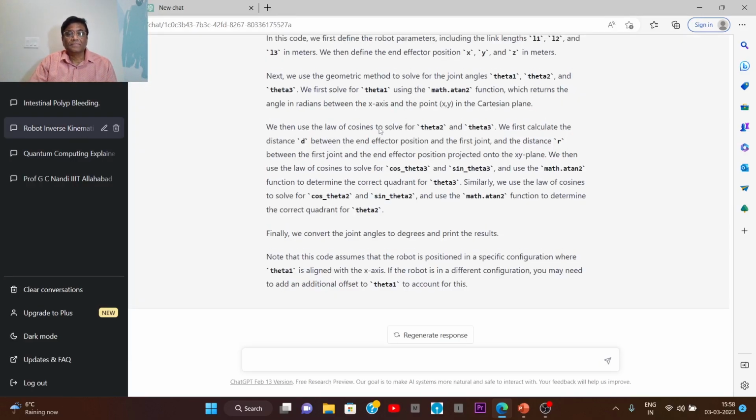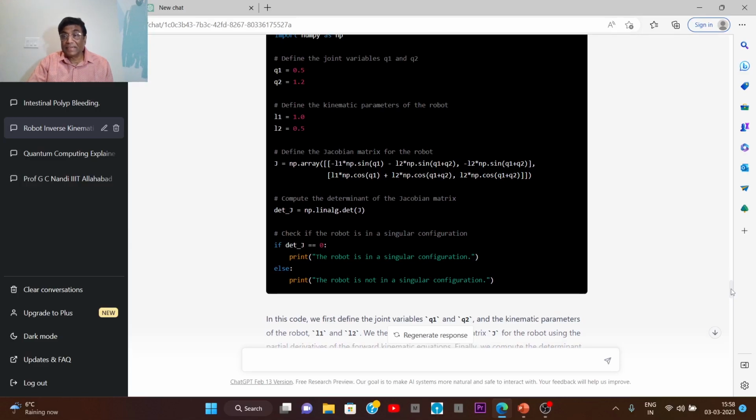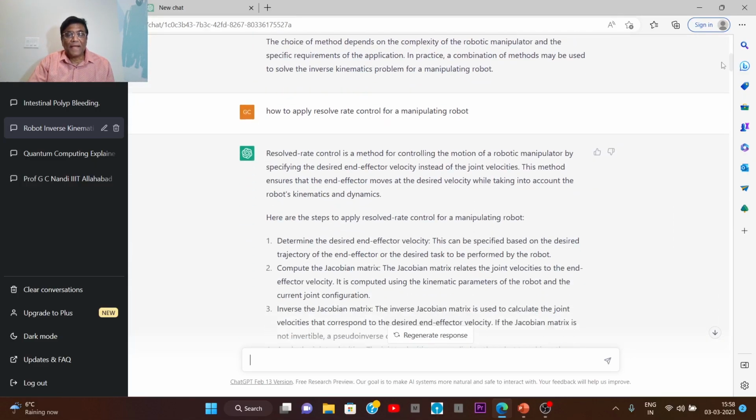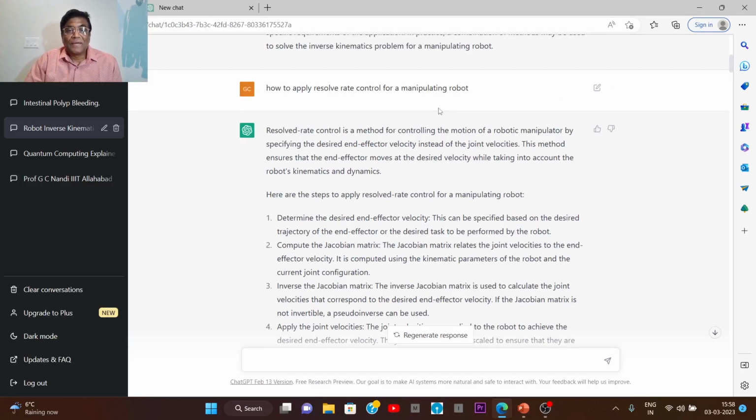So this is what ChatGPT can do. Next time, being inspired, I also asked how to apply resolved rate control for a manipulating robot. Then it is telling, you see, resolved rate control is a method for controlling the motion of a robot manipulator by specifying the desired end effector velocity instead of the joint velocity.